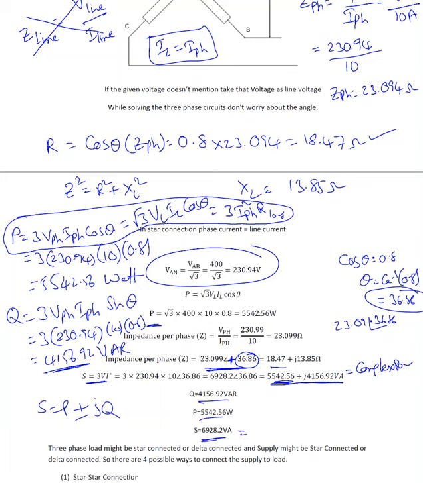And S is nothing but another way. This is called apparent power, in volt ampere or kilovolt ampere. Complex power is nothing but, you will see P plus JQ. Apparent power is, you will see the whole number, which is square root of P square plus Q square. Based on that, I found the apparent power.